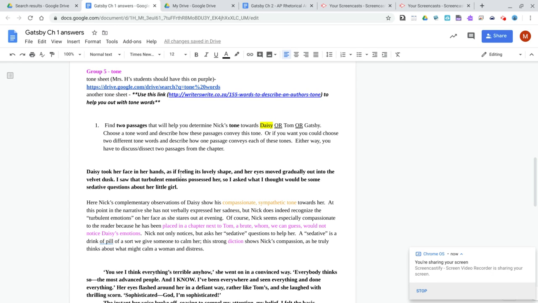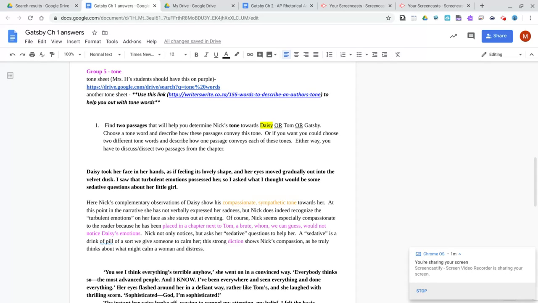Daisy took her face in her hands as if feeling its lovely shape, and her eyes moved gradually out into the velvet dusk. I saw that turbulent emotions possessed her, so I asked what I thought would be some sedative questions about her little girl. Here, Nick's complimentary observations of Daisy show his compassionate, sympathetic tone towards her. At this point in the narrative, she has not verbally expressed her sadness, but Nick does indeed recognize the turbulent emotions on her face as she stares out at the evening.